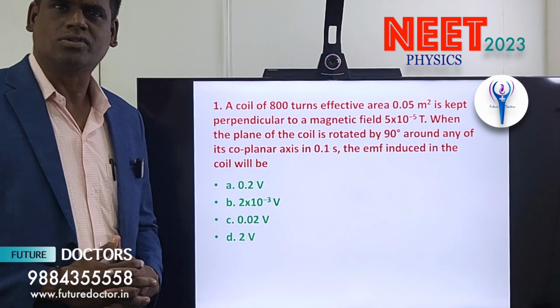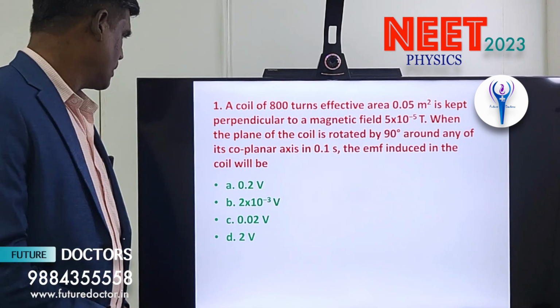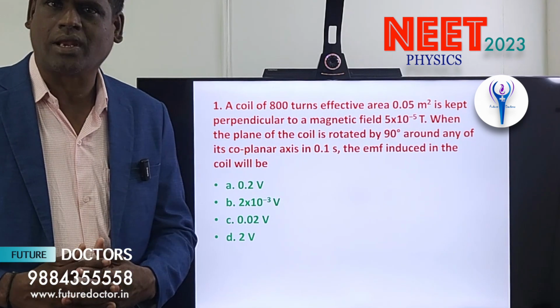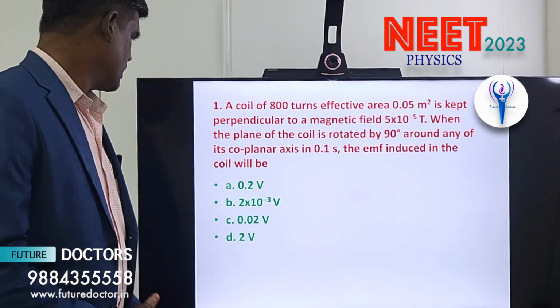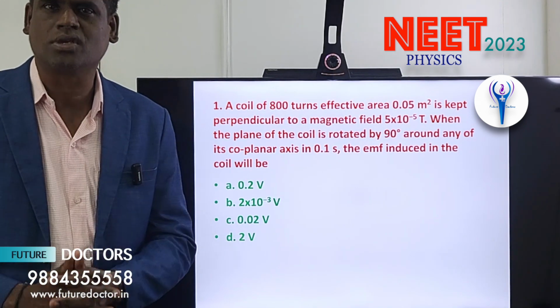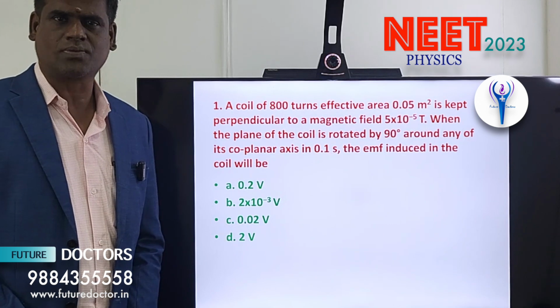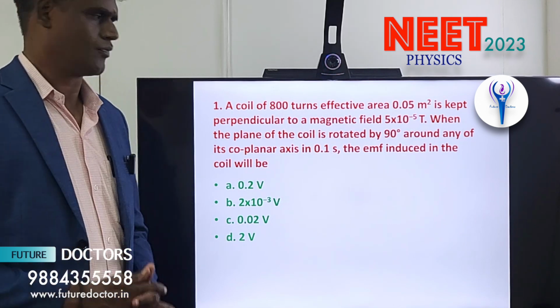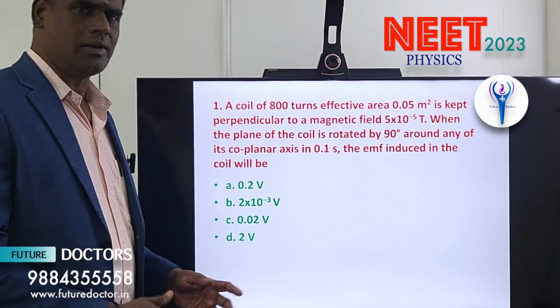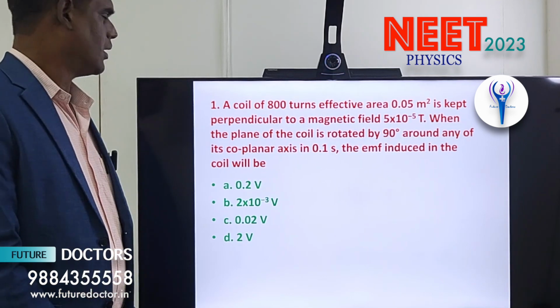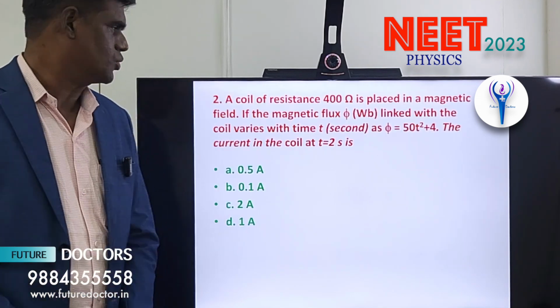A option 0.2 volt. B option 2 into 10 power minus 3 volt. C option 0.02 volt. Last option 2 volt. So here you want to find the EMF induced. Let's move to question number 2.